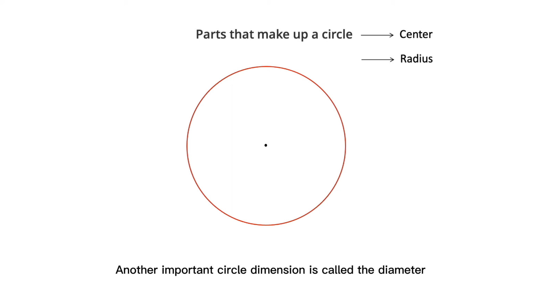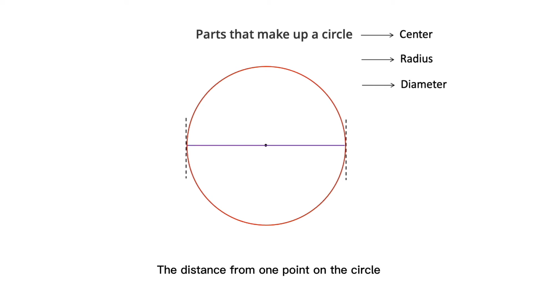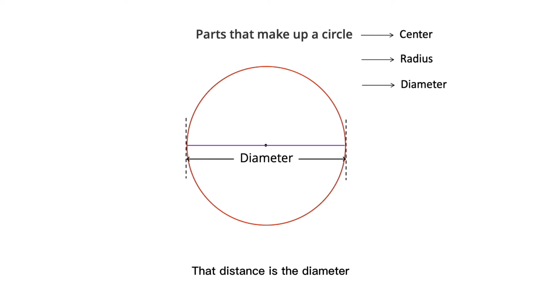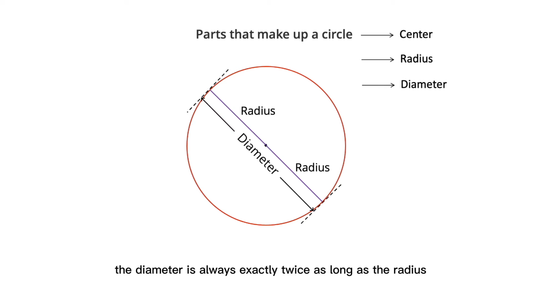Another important circle dimension is called the diameter. The diameter is the distance across a circle. The distance from one point on the circle through the center to another point on the circle. That distance is the diameter. As you can see, the diameter is really just the same as two radius lines drawn in exactly opposite directions. So, for any circle, the diameter is always exactly twice as long as the radius.